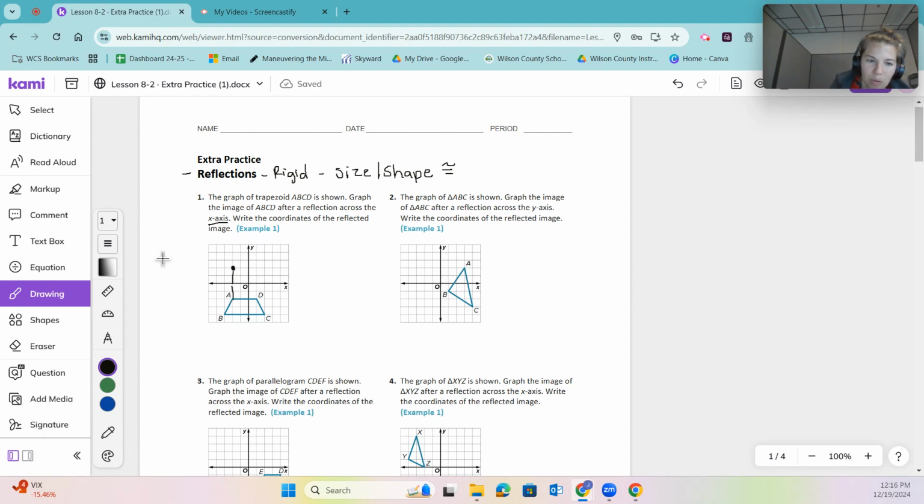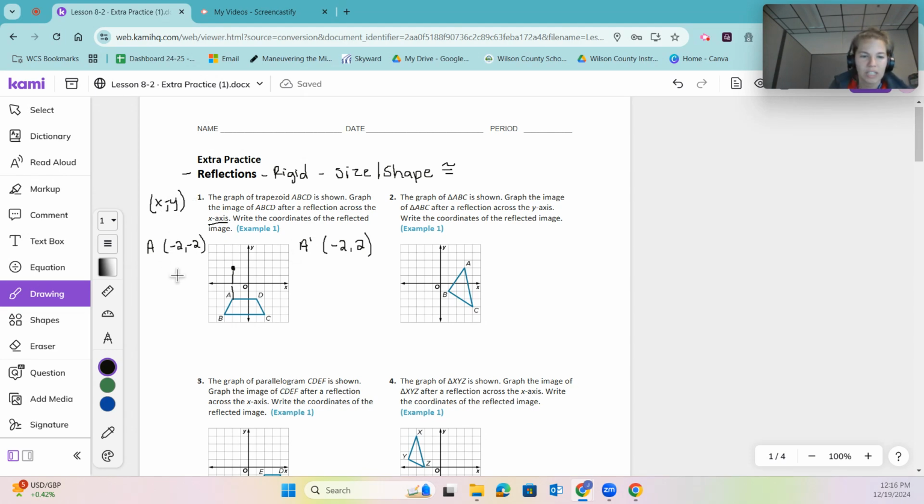Also recognize point A here is at (-2, -2). When I reflect it and move it the same distance across that x-axis, my new point, A prime, becomes (-2, +2). So I take the opposite of my y value. When I reflect across the x-axis, my x value stays the same, and my y value, I take the opposite of it. And I indicate that by a negative sign there.